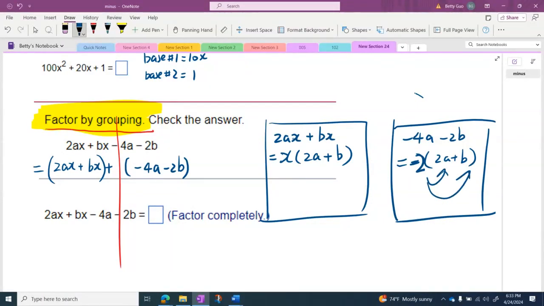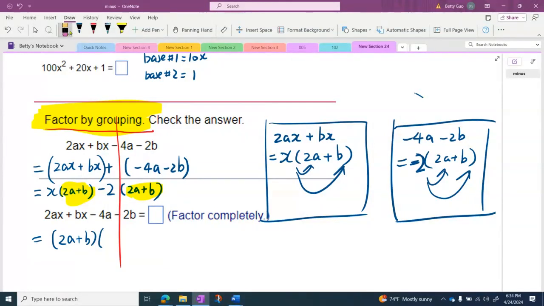If you are not sure, double check by reversing. x times 2a, 2ax, x times b, bx. Negative 2 times 2a, negative 4a, negative 2 times b, negative 2b. And then we put it back here. And we have x times 2a plus b and minus 2 times 2a plus b. And now the two groups have a common binomial factor. We are able to factor the common binomial factor 2a plus b.